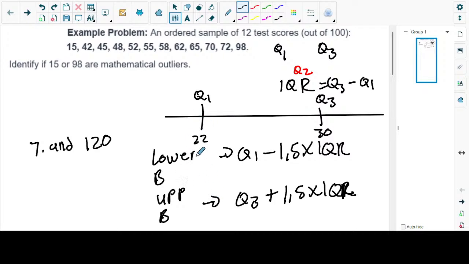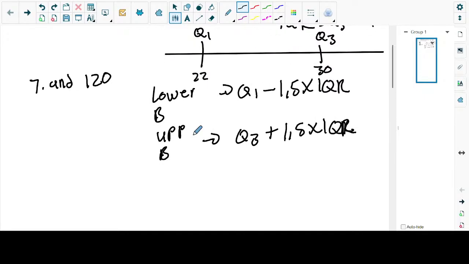If you haven't calculated Q1 and Q3, that's where we start, but I want to avoid that for now. I gave you Q1, which is 22, and Q3, which is 30. Now you want to check whether 7 and 120 are outliers. Step 1, you get Q1 and Q3 if you don't have them. Once you have those, you move to step 2, where you calculate the IQR.